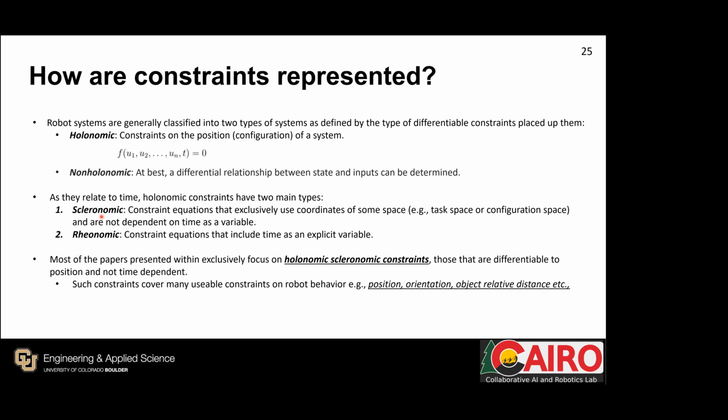And as they relate to time, holonomic constraints have two main types. The first is what's called scleronomic, which are constraints that exclusively use the coordinates of some space and are not dependent on a time variable. And lastly, rheonomic, which just means you are including a time variable. So most of the papers presented within exclusively focus on holonomic scleronomic constraints, those that are differentiable to position and not time dependent. Such constraints cover many usable constraints on robot behavior, such as position, orientation, and relative distance and relative orientation to objects in your environment.